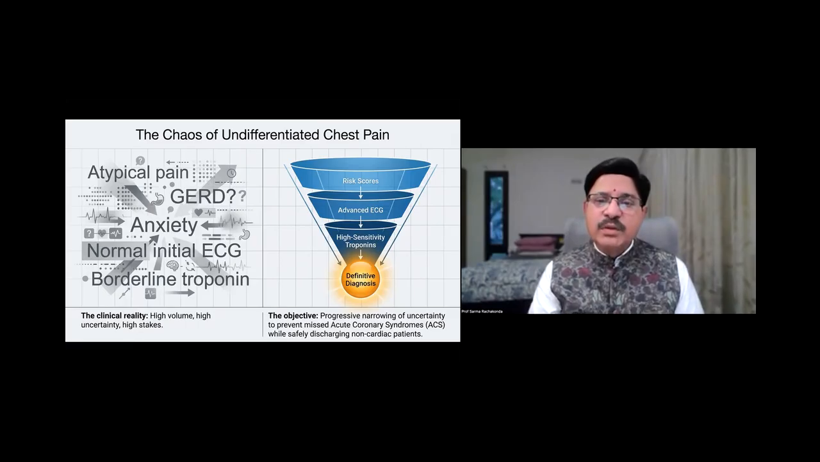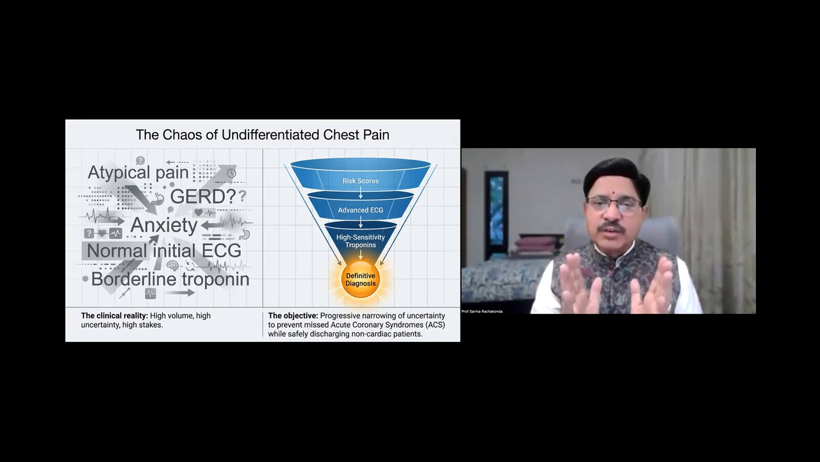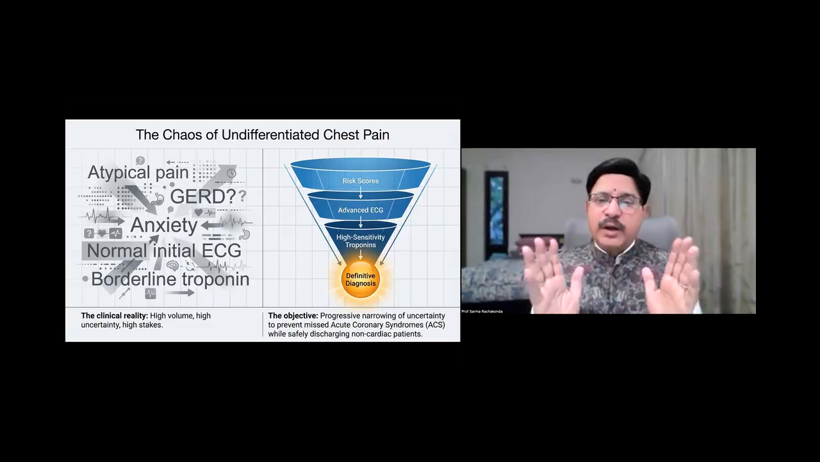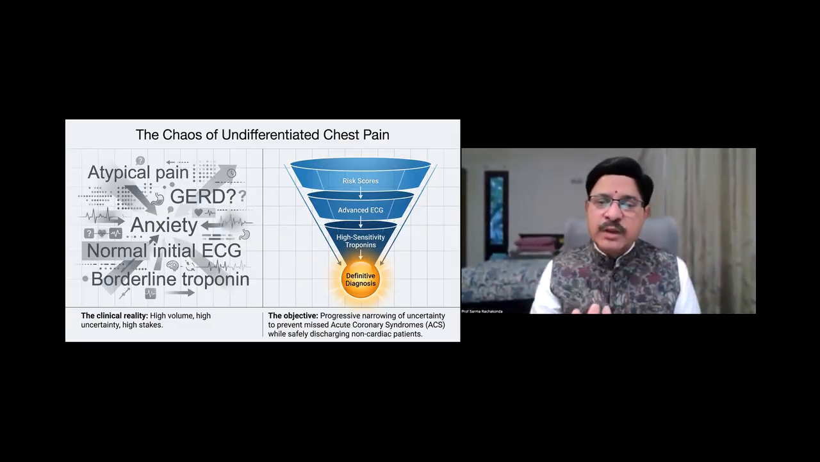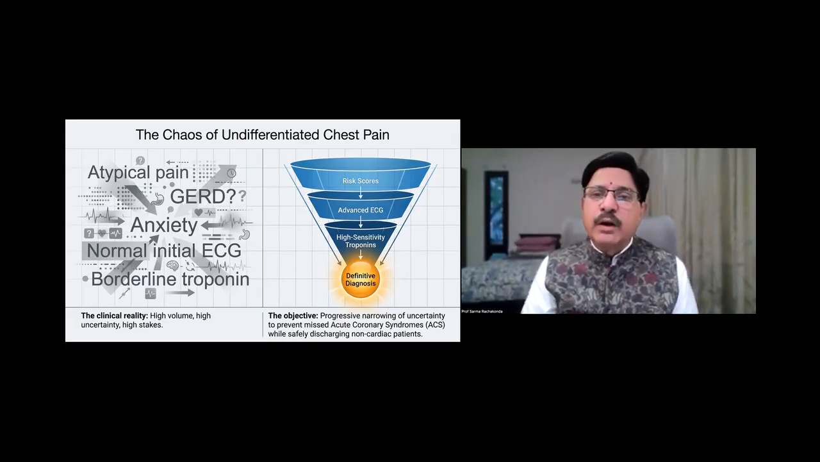What do I do? I should use a filter. What is that filter? Risk scores, advanced ECG, high sensitivity troponin. Forget the word troponin alone. High sensitivity troponin is only recommended. If your lab is not doing it, go to the lab people, tell them to do high sensitivity troponin only. Why? Ordinary troponin takes 6 hours to manifest. High sensitivity troponin, in minutes, you can see the rise. Ask for HS troponin, not regular troponin.